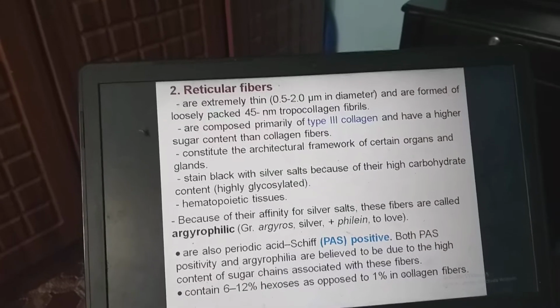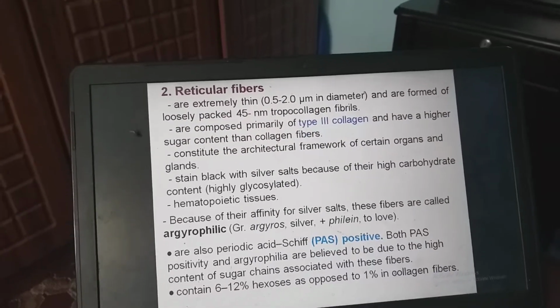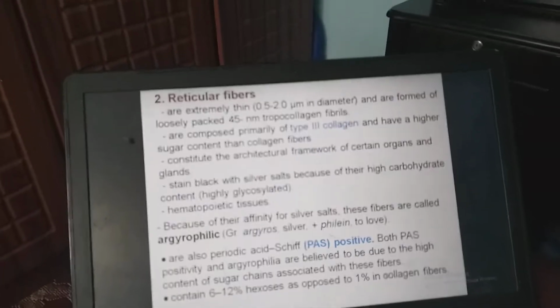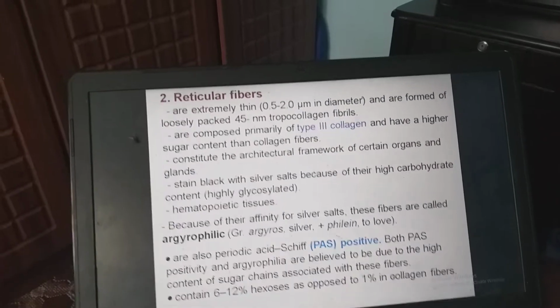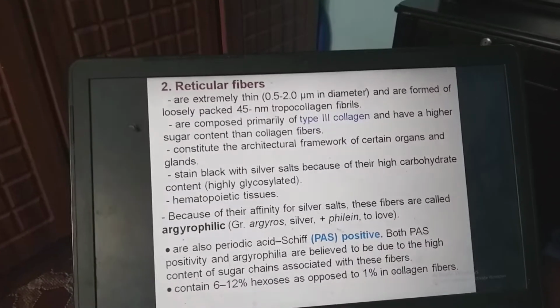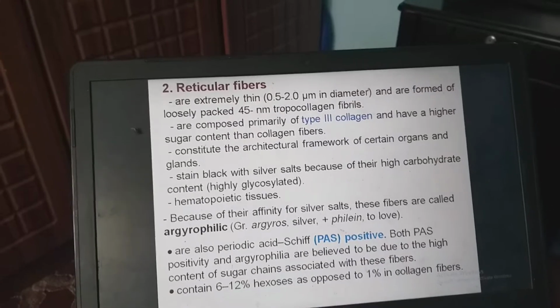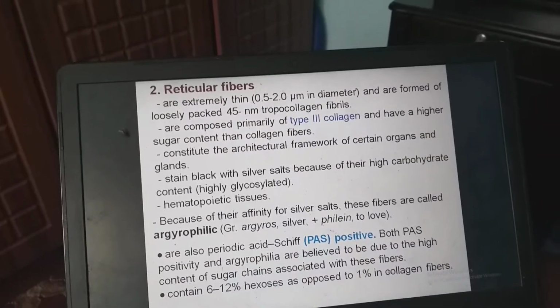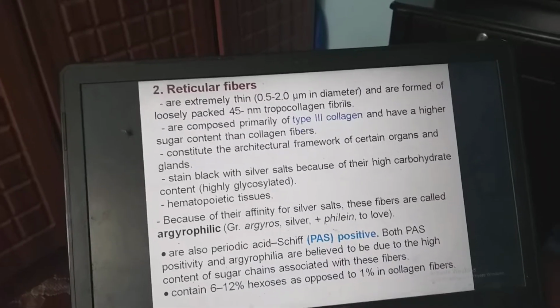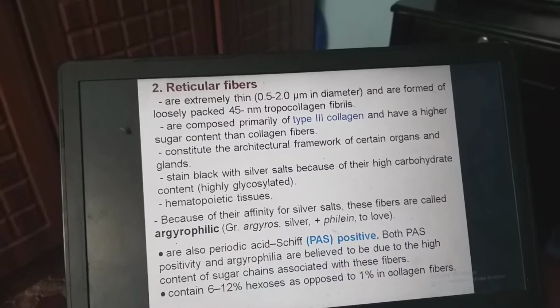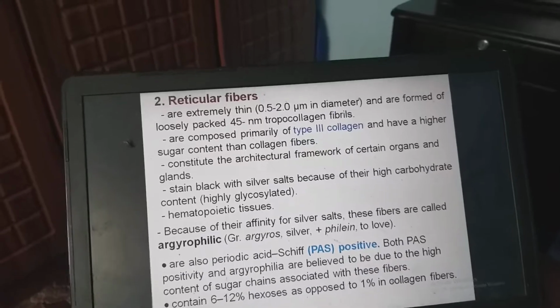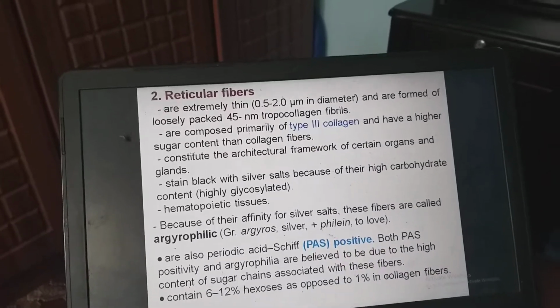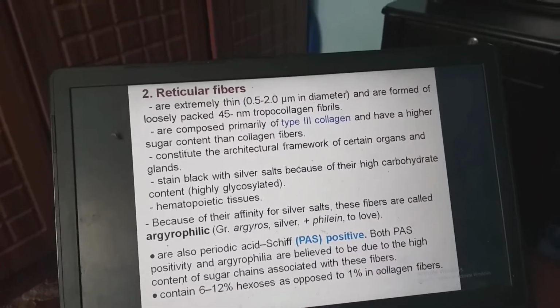Reticular fibers are simply a type of collagen fiber, collagen type 3, which is very thin and has high sugar content. When you compare with collagen fiber, it contains about 6 to 12 percent sugar content or hexose, but collagen fiber contains only 1. Due to this, it is named PAS positive, periodic acid Schiff positive.